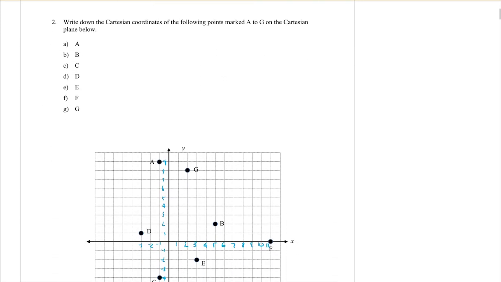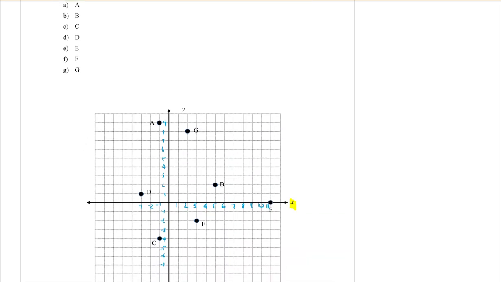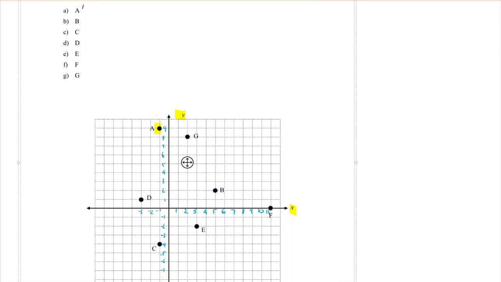We have another example on the next page where we want to go in reverse. You're given the points on the Cartesian plane and you need to write down the coordinates. So I've already put the numbers on here and you can see the x-axis and the y-axis. So I'm going to start with point A. So here is point A right up the top. You always start by going across the horizontal line first. So on the horizontal line, the A is at -1. Then we want to go to the vertical axis. The y value is 9. So for A, we have the coordinates -1 for the x and 9 for the y.